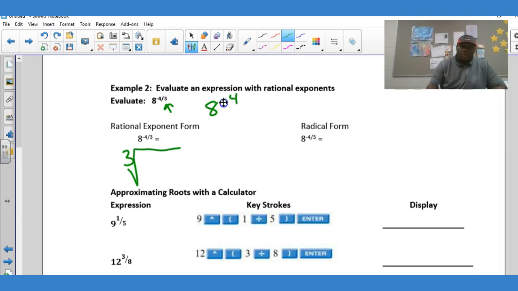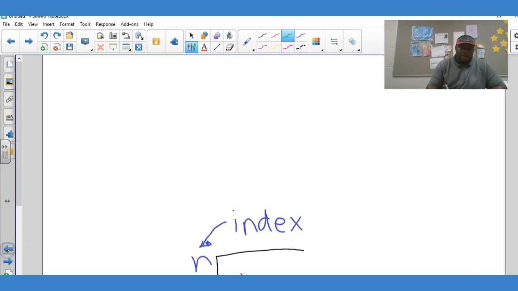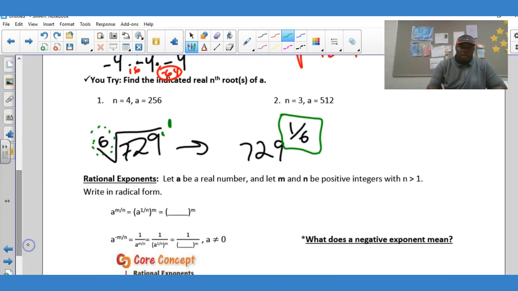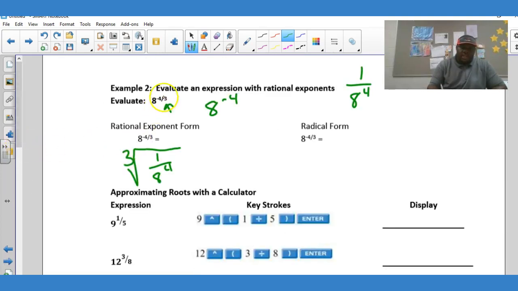We don't want a negative exponent. Anytime you have a negative exponent, we move it to the bottom and take the reciprocal so we can have a positive exponent. So we're going to do 1 over 8 to the 4th. The denominator is your radicand, and the numerator is your power, just like I talked about a second ago. The only difference here is that it's a negative 4, but we don't want a negative exponent, so we move it to the bottom so it'll be positive.